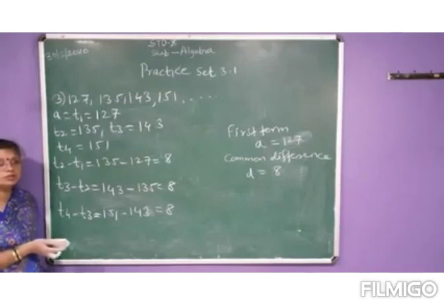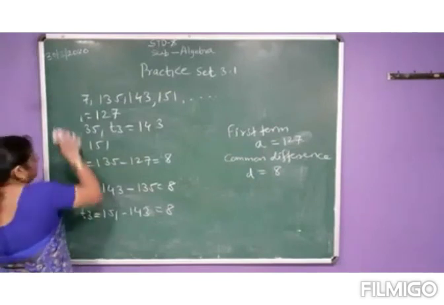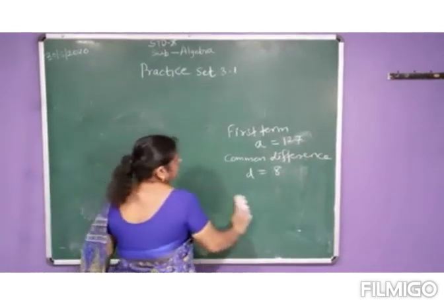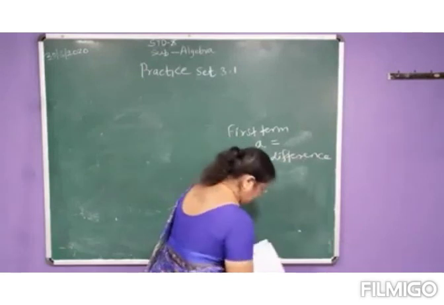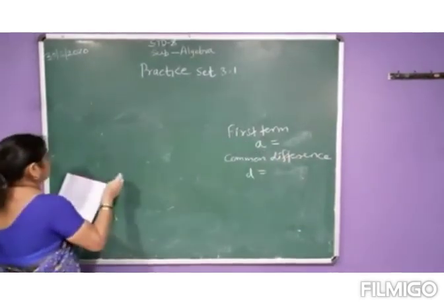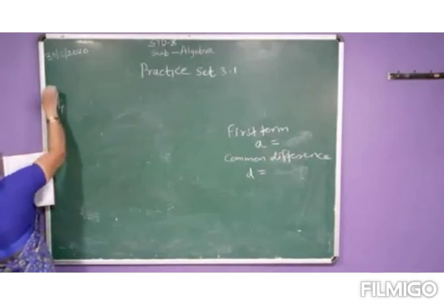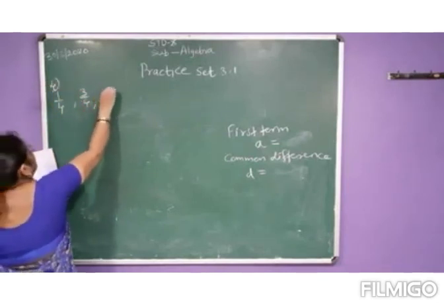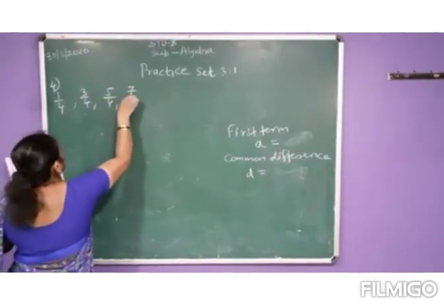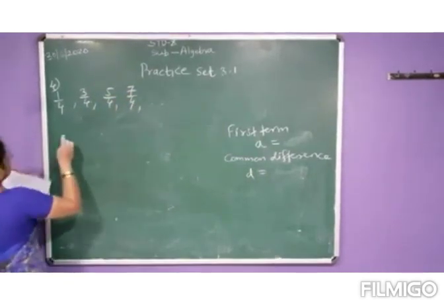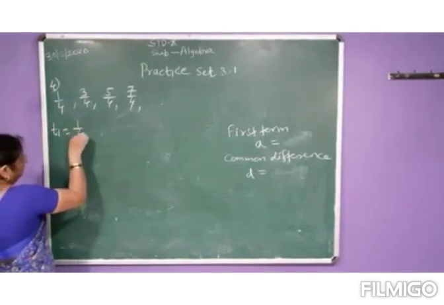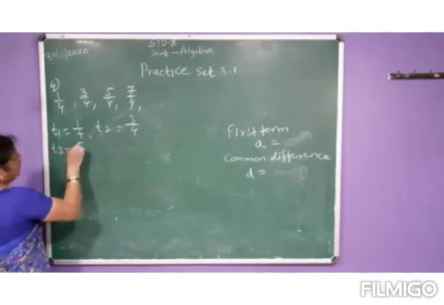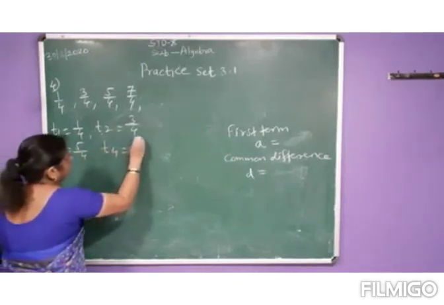Now the last question of this exercise, the fourth one, is very simple. We only have to write down the answer. Now see, this is a fraction. The fourth one: 1 upon 4, 3 upon 4, 5 upon 4, 7 upon 4. Now T1 is 1 upon 4, T2 is 3 upon 4, T3 is 5 upon 4, T4 is 7 upon 4.